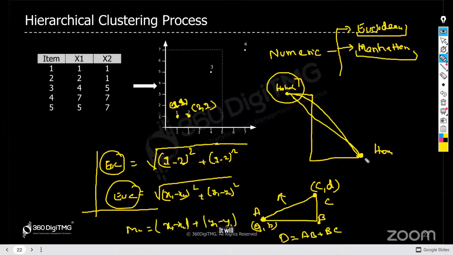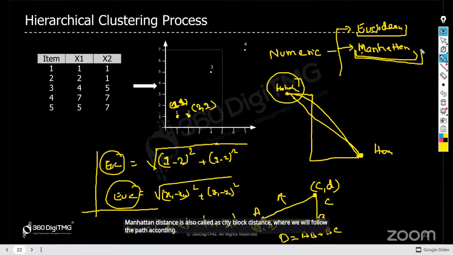It will not directly jump from A to B. It should follow the path. So to follow this path, we will go with Manhattan distance. This is also called city block distance, where we follow the path according to the road.